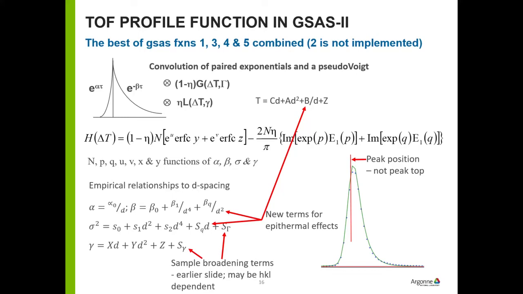Now, one thing that's important about the line shape is neutron time of flight peaks tend to be asymmetric. And it's a little bit counterintuitive, but the peak position is not on the fat side of the peak. It is on the sharp side of the peak. It is not at the peak top. It's offset this way. Okay?